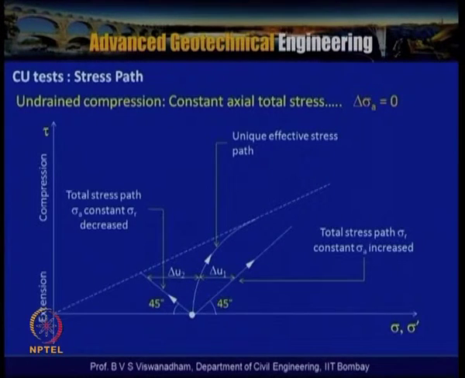So when this is the constant axial stress, once you look into it, the total stress path is sigma r, then constant sigma A increase, and it is like this. And you have the unique effective stress path, which is possible like this with the variation of AF. And the total stress path with sigma A constant and sigma R decrease traverses like this.